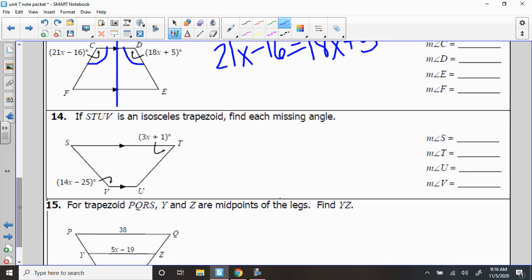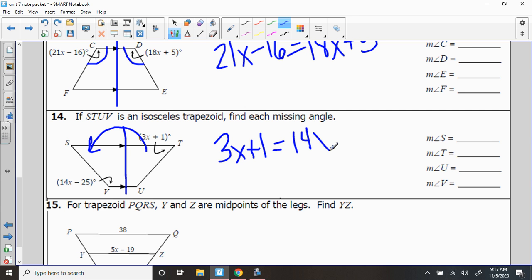Number 14, this is the same exact idea as one of the ones above. I can put this over here, and those add up to 180. Whoops, they're not equal. They add up to 180. And then find X and plug in.